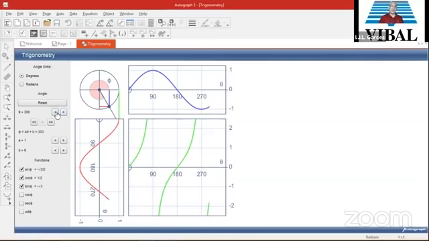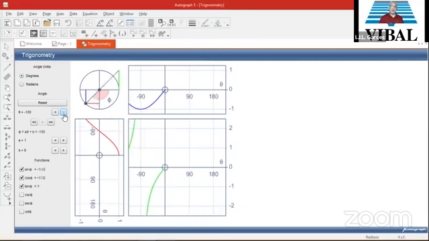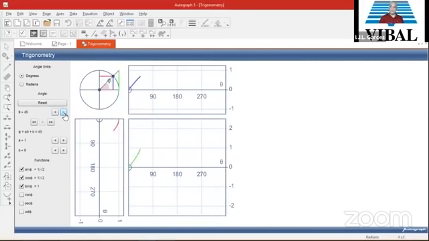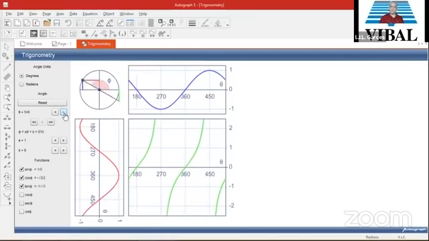So it can go back as well if you like. And it will go back here. Or you can go forward as well. If you go forward, it will go forward as well. And so on.